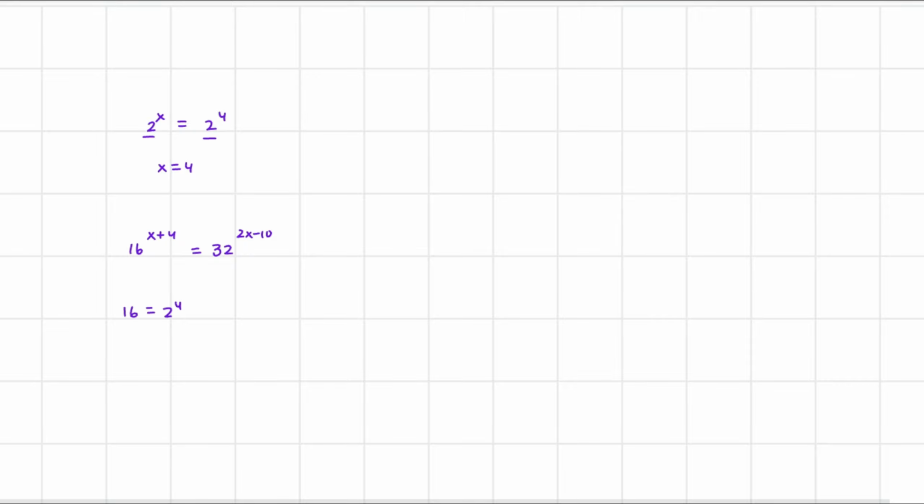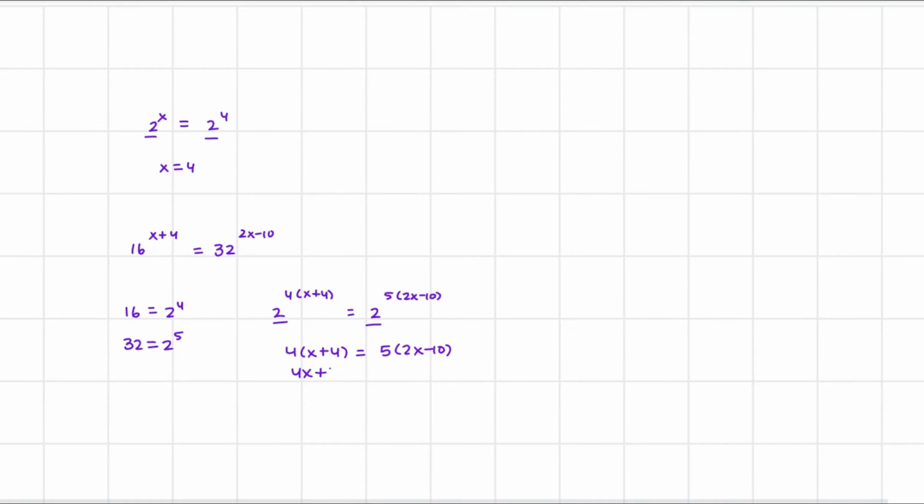2 to the power of 4. And 32 is equal to 2 to the power of 5. So now that the bases are equivalent, you can set the exponents equal. You can have 4 times x plus 4 is equal to 5 times 2x minus 10, or 4x plus 16 is equal to 10x minus 50, 66 is equal to 6x, 11 is equal to x.